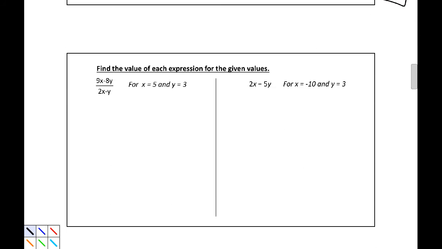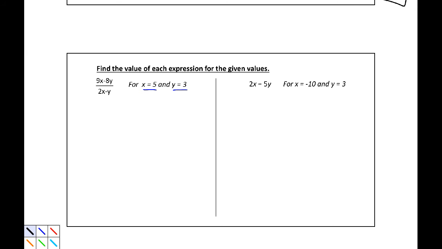Next, we want to find the value of each expression for the given values. And our first expression is a rational expression. Okay, we have a numerator of 9x minus 8y and a denominator of 2x minus y. And we want to evaluate this for x equals 5 and y equals 3. Now, as stated earlier, we want to separate the numerator and denominator, evaluate them separately.